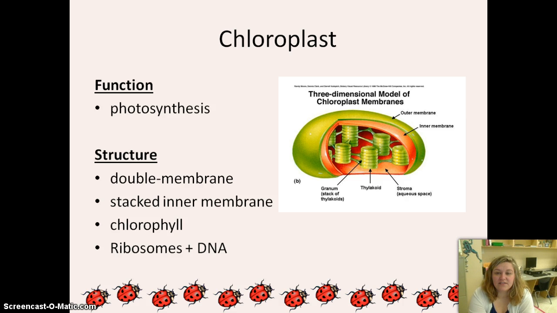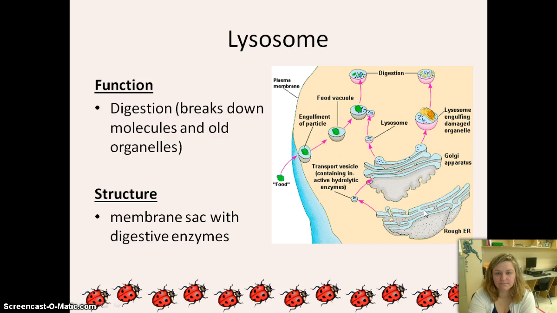Chloroplasts are found in plant cells. Their job is photosynthesis. There's a lot of chloroplast in a leaf. That's what makes them green. They're a double membrane, so you see there's an outer and an inner membrane. They have chlorophyll inside of them, and they also have some ribosomes and some DNA.